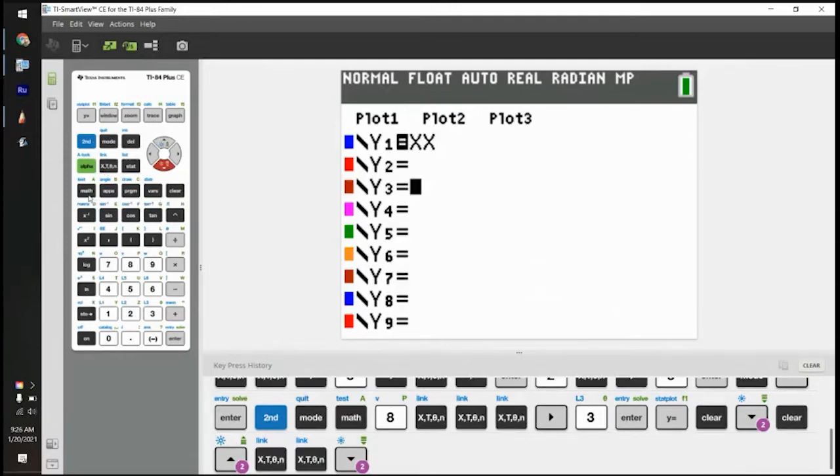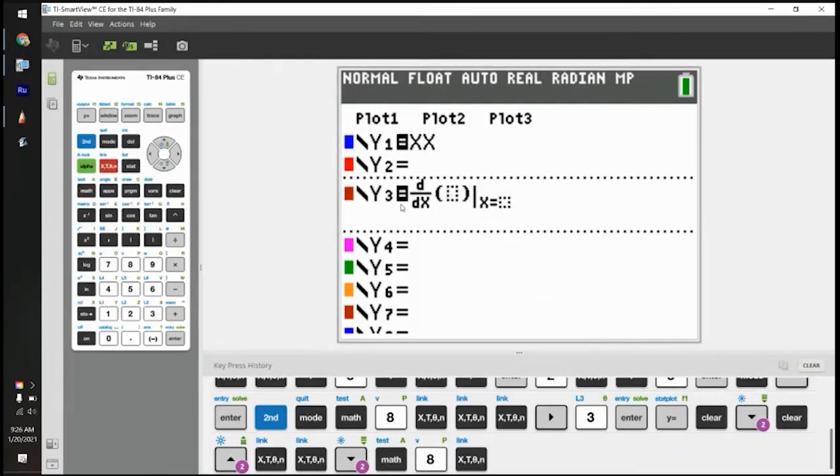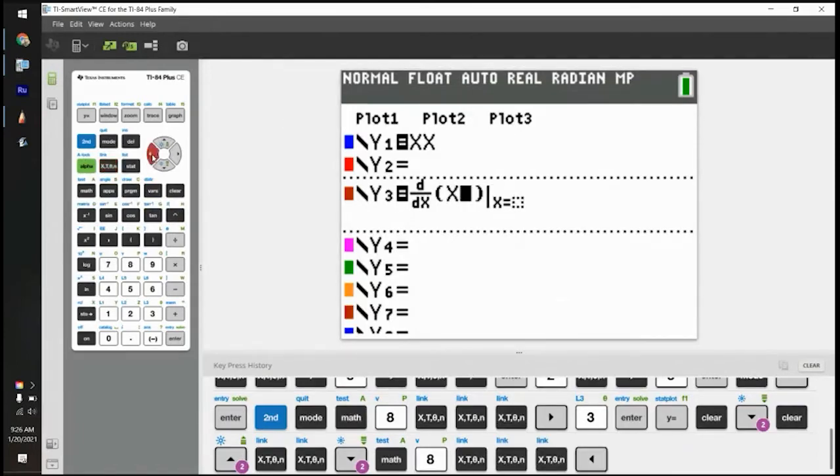So here we go. We're going to do Math 8. We're doing the derivative with respect to x. Now I want to do the derivative of x squared, but I want this hard coded in. So if I change y sub 1, it automatically changes whatever's here. So rather than putting x squared in here like this, I don't want that. Okay, I want it to be whatever the y1 is.